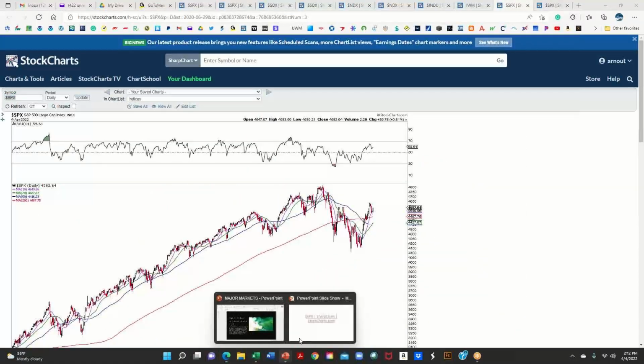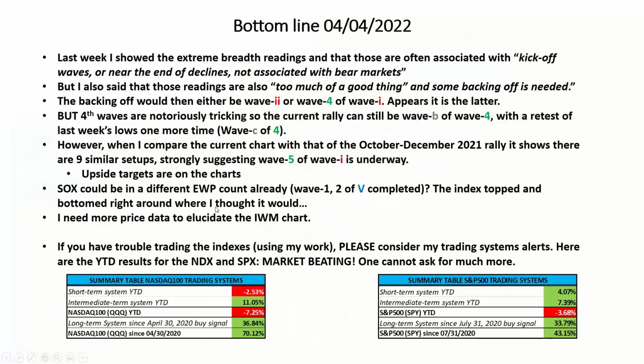So that looks all really good. All right, so bottom line. Last week I showed the extreme breadth readings, some readings so high none of us has ever seen in our lifetime. Really unique times, my dear followers and members. That is amazing. So that is something you can tell your grandchildren. When I was 50 years old, this breadth reading was extreme, something like that. And they will go, oh, grandpa, you're full of it.